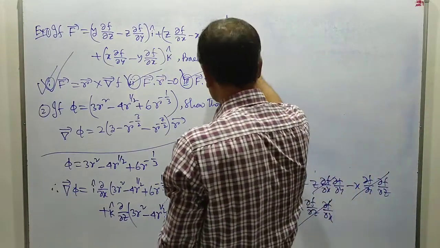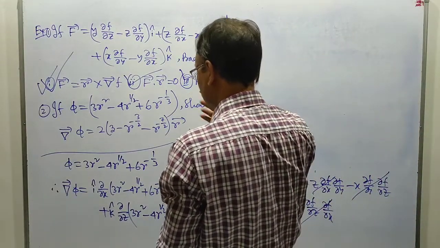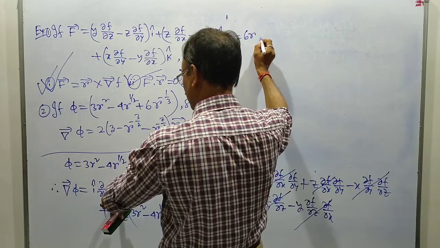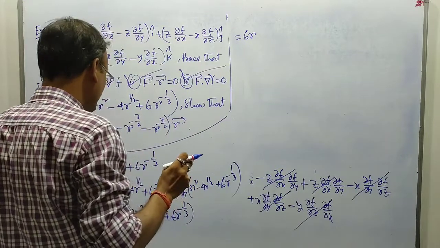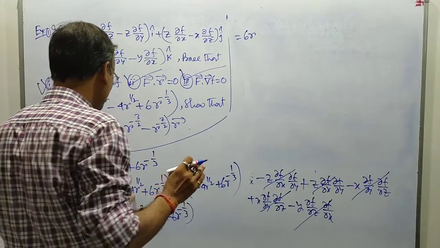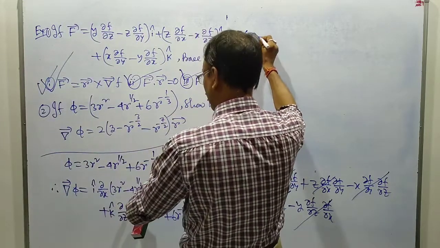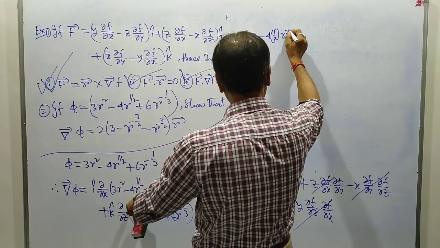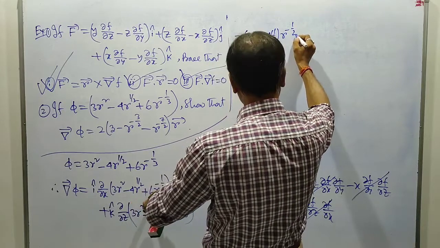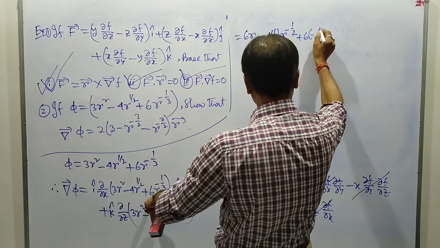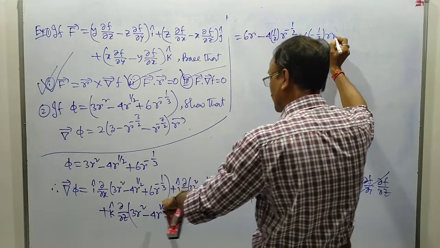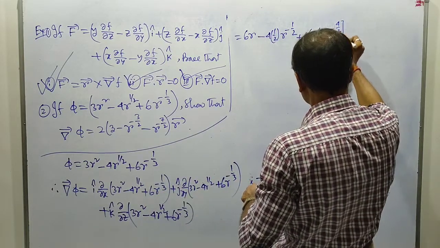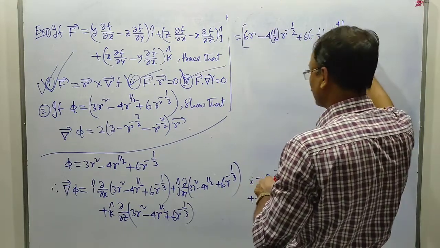This is equal to 6r ∂r/∂x. We shall take it common: 6r minus 4 into 1 by 2 r to the power half minus 1, meaning minus half, plus 6 into minus 1 by 3 r to the power minus 1 by 3 minus 1, meaning minus 4 by 3, times ∂r/∂x.